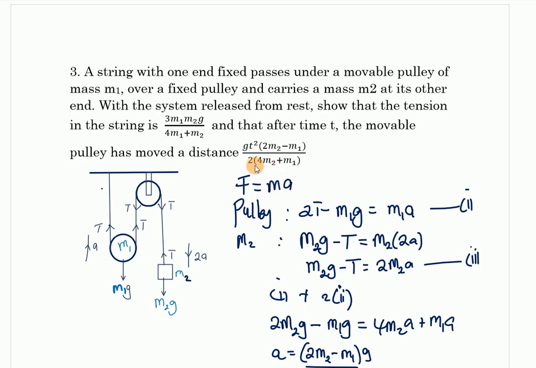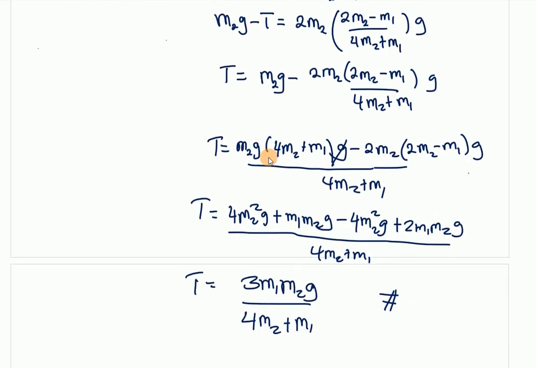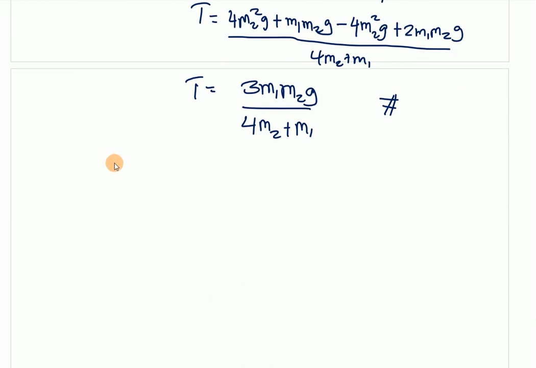So the movable pulley will move a distance which is given by S is equal to UT plus a half of AT squared. So the distance is what we are looking for. Its acceleration, we have it. The time is given as T. So this U is 0 because it was starting off from rest. So this is a half. Acceleration, we substitute it there.